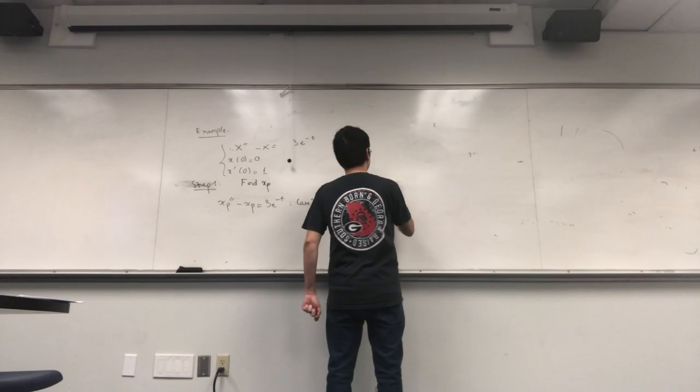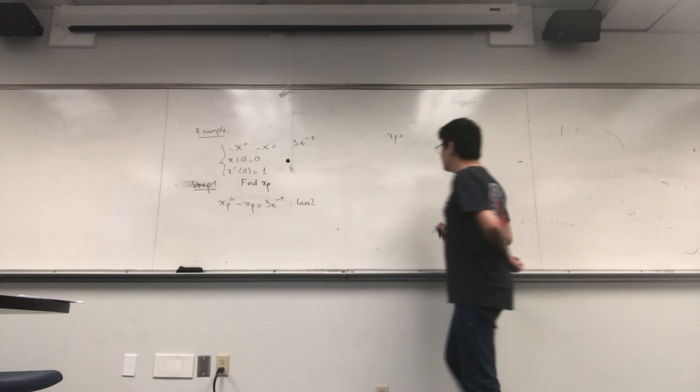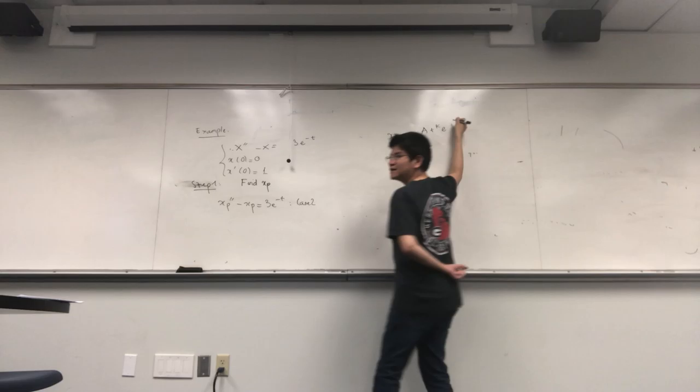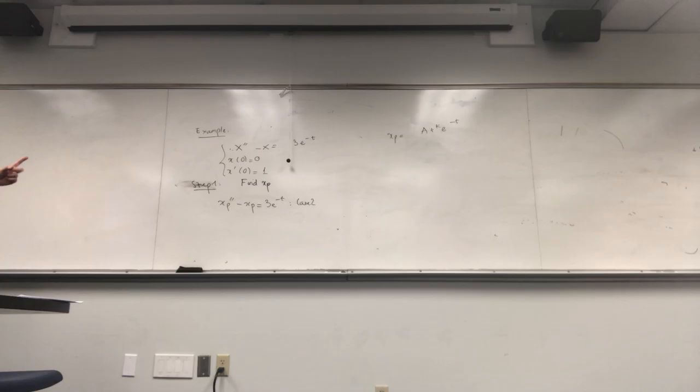So according to case 2, what is the form of xp? Yes? A t to the k e to the alpha t. So what is alpha? Negative 1. All right, so according to the table, xp has to be of the form a t to the k e to the power minus t.